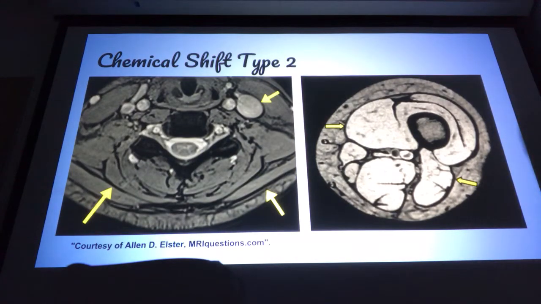So here are two gradient sequences, C-spine and knee, it looks like. So you can see the yellow arrows. There's a signal drop-off between muscle and fat, and that's that black boundary or India ink artifact.